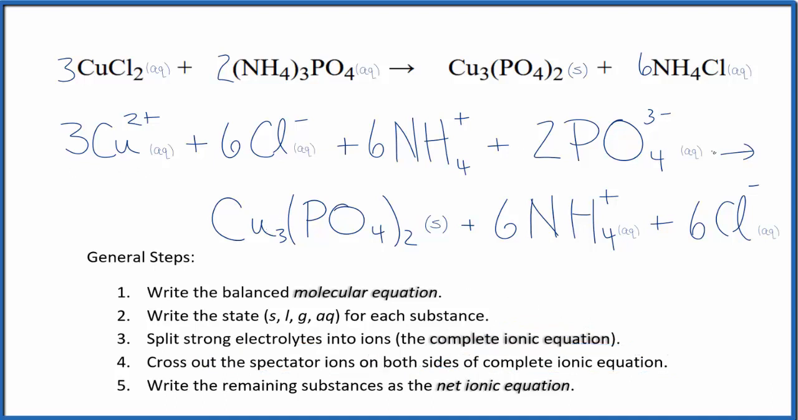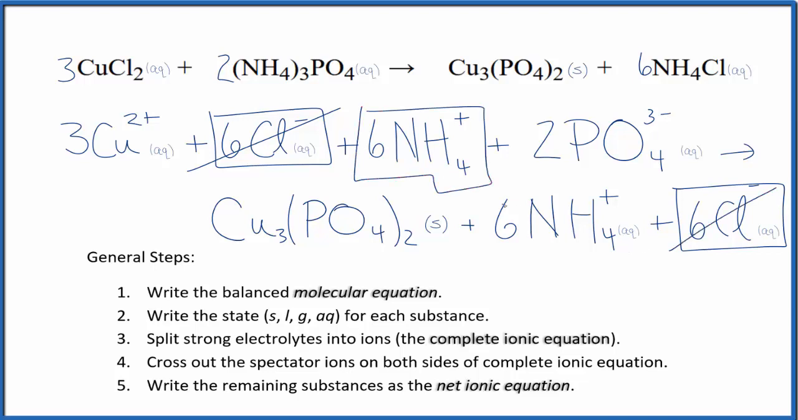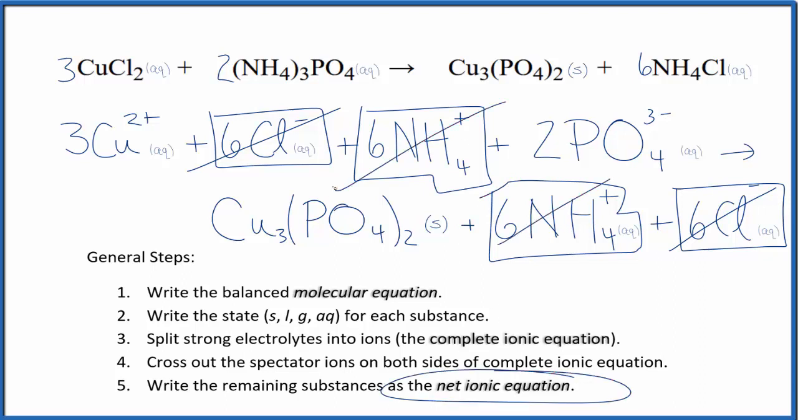If we look at the reactants here, and then down here are the products, there are 6 chloride ions in the reactants and 6 chloride ions in the products. These are spectator ions. We'll cross those out. 6 ammonium ions, then again in the products we have 6 ammonium ions. We're going to cross those out. Spectator ions. But what's left, that's the net ionic equation for CuCl2 plus (NH4)3PO4.